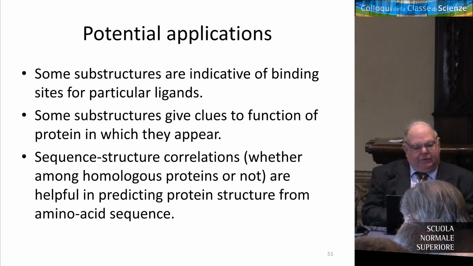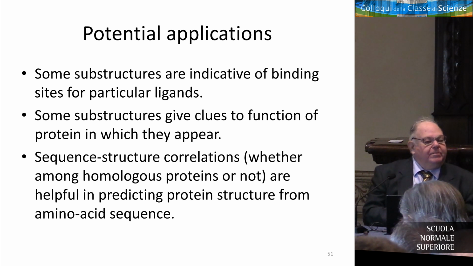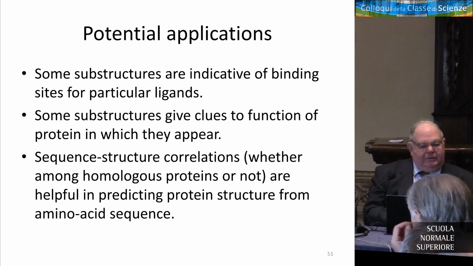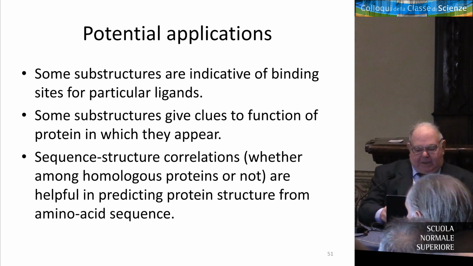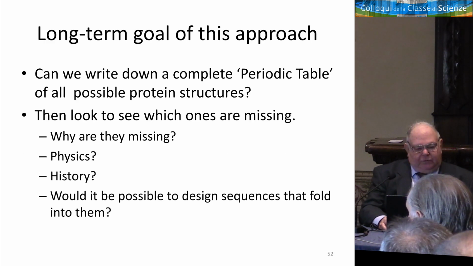Also, I showed you the prediction by Baker's group of a protein structure for an amino acid sequence. That approach makes use of local sequence structure correlations. And we think that the library dissection would be helpful in making those predictions. It opens up a lot of doors.